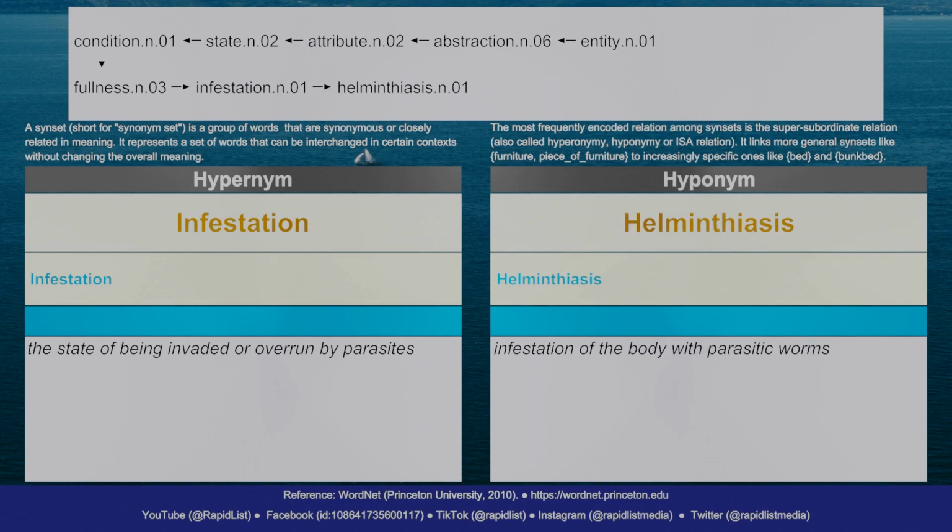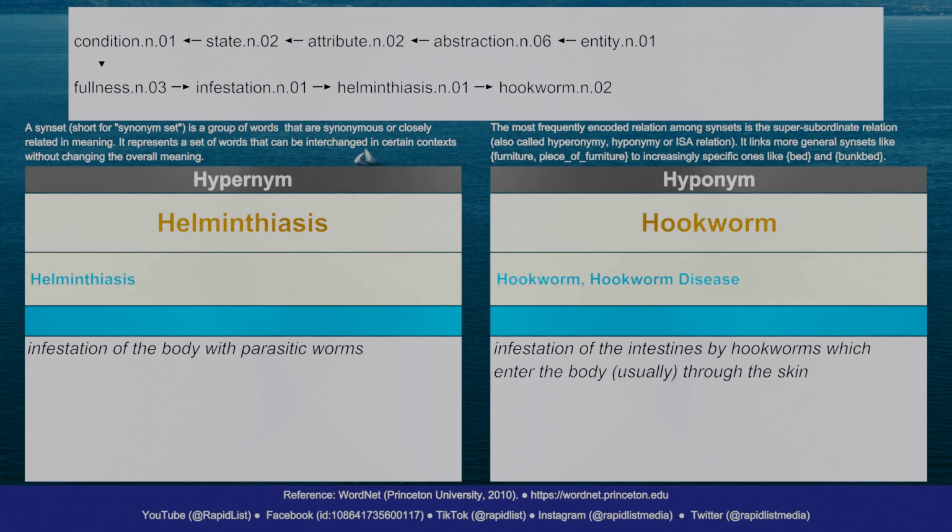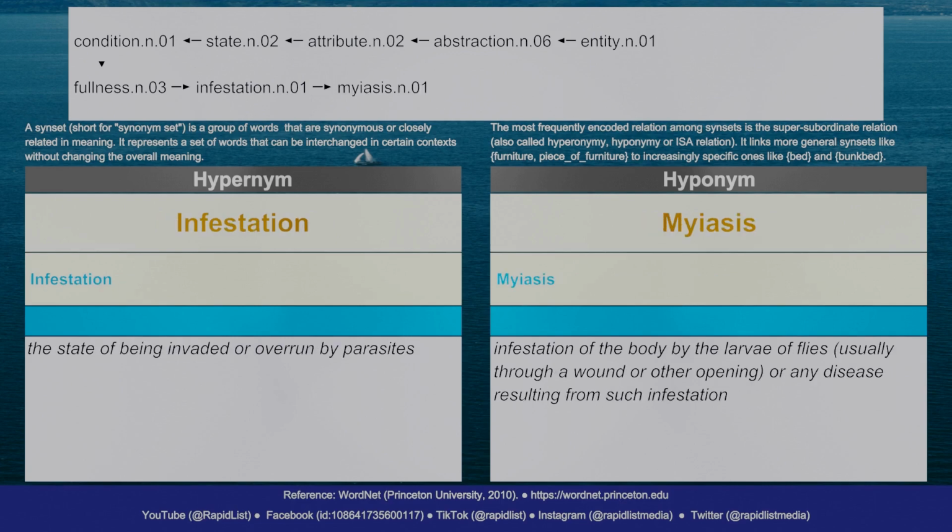Helminthiasis. Infestation of the body with parasitic worms. Hookworm. Infestation of the intestines by hookworms which enter the body, usually, through the skin. Myiasis. Infestation of the body by the larva of flies, usually through a wound or other opening, or any disease resulting from such infestation.